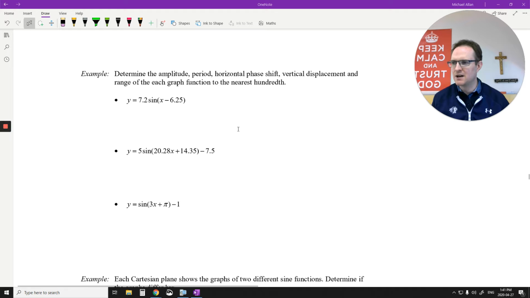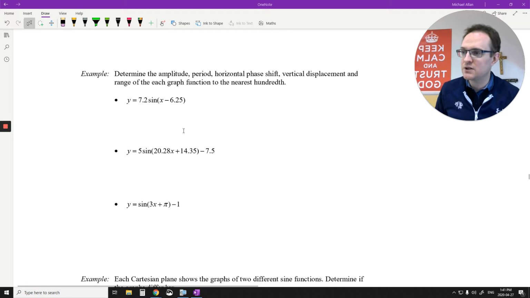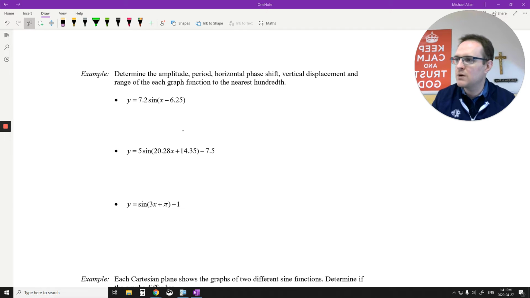All right, welcome to the next part. So here we are going to use these equations to determine everything about these graphs. If I were to graph this, what would the amplitude be? Let's write down what we're looking for. Amplitude. What's my period?